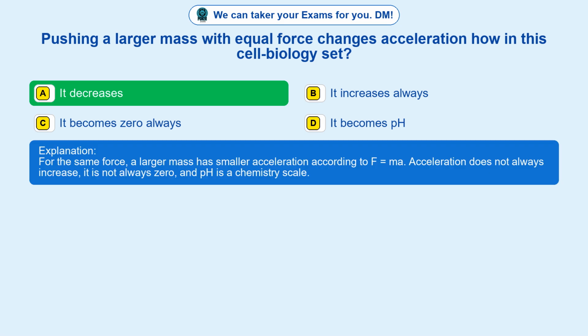For the same force, a larger mass has smaller acceleration according to F equals ma. Acceleration does not always increase, it is not always zero, and pH is a chemistry scale.